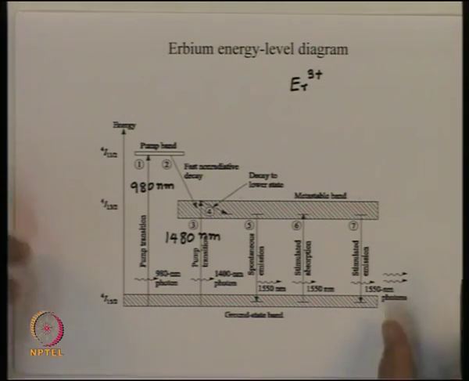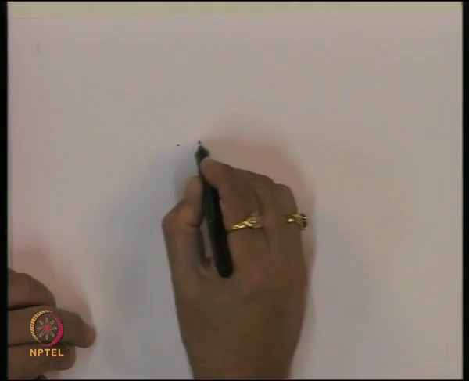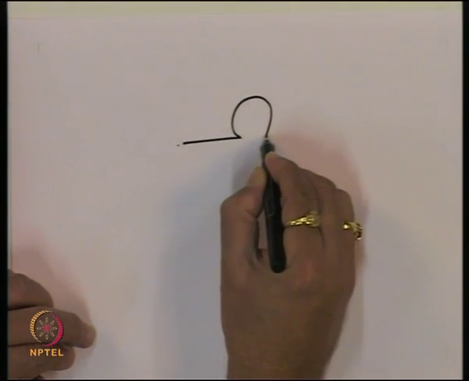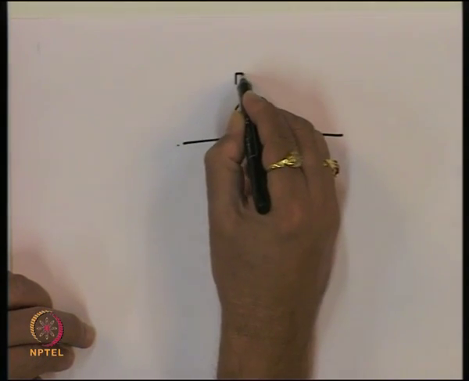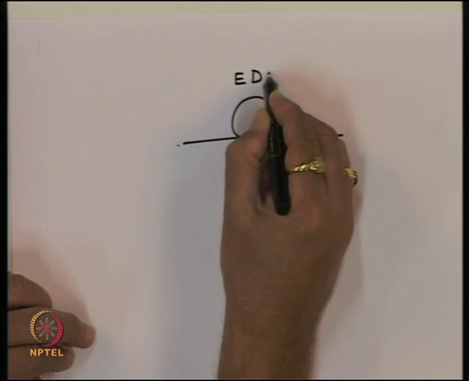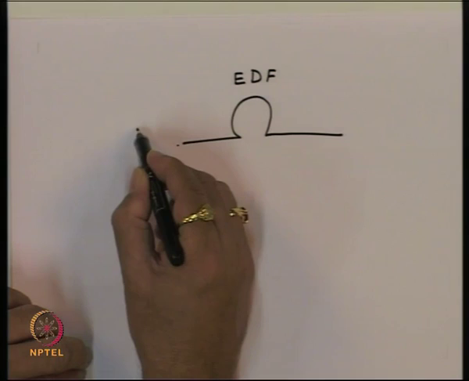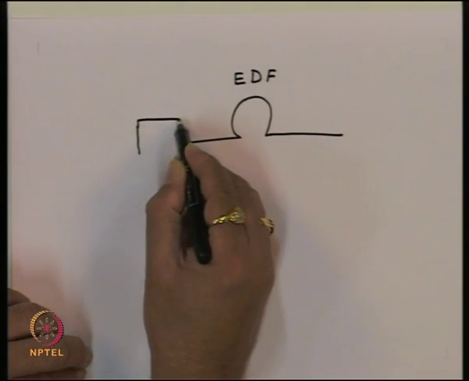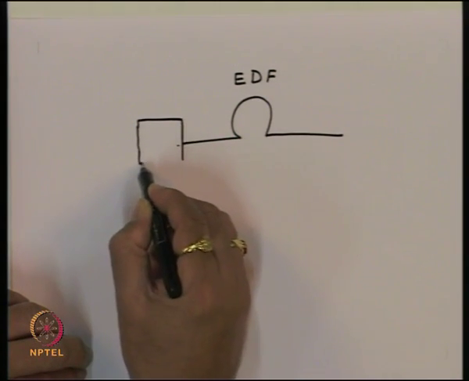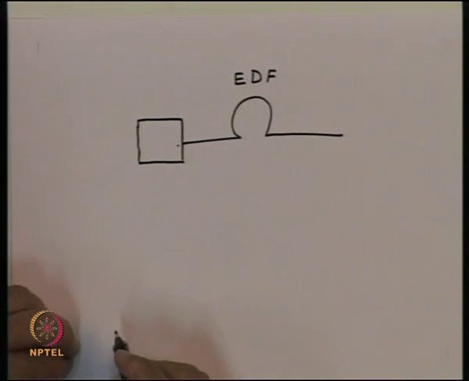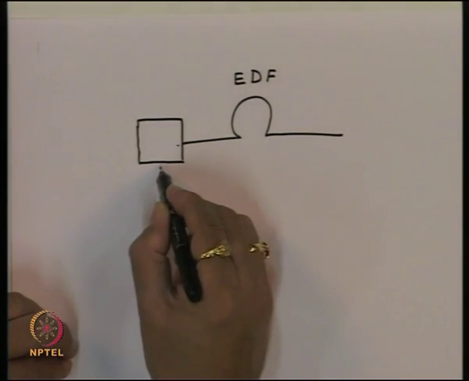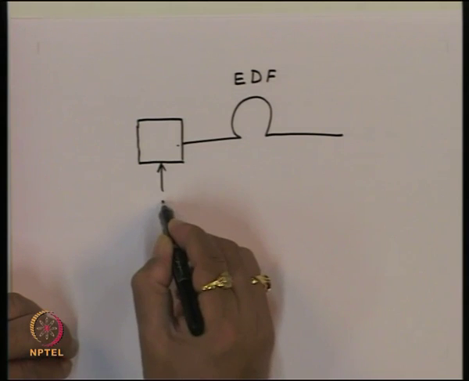So, now the process is very simple. We have an erbium doped fiber, which we call EDF, and then we have to pump this. So, we have here a wavelength combiner. Here we supply the signal which is pumped.